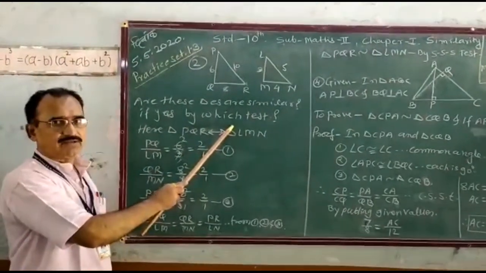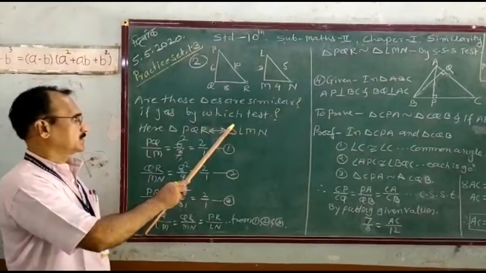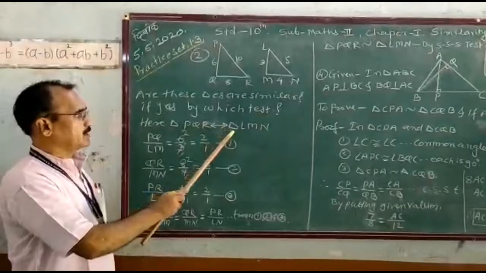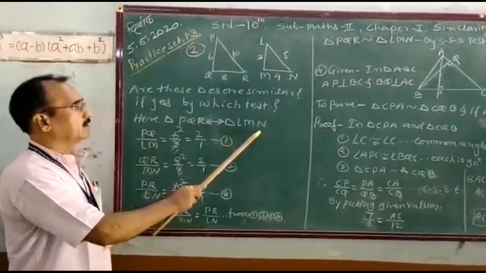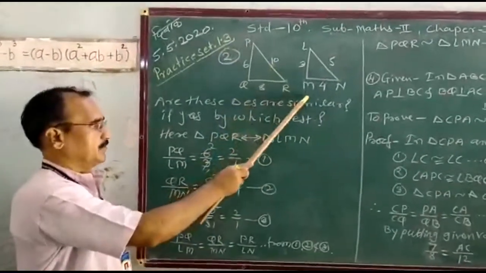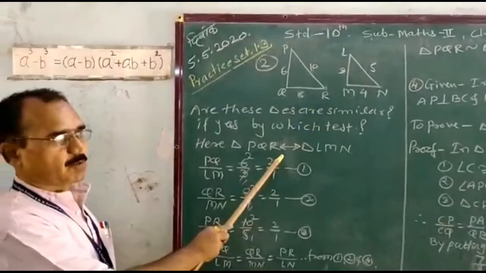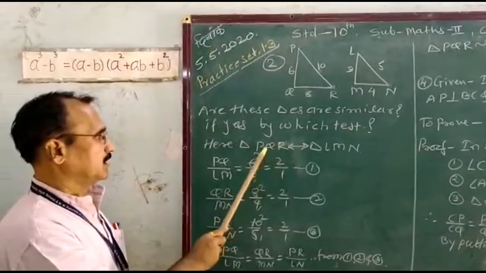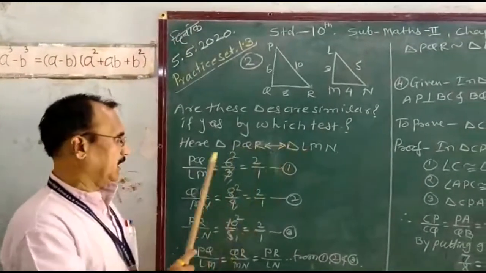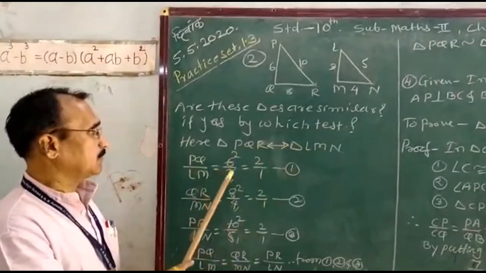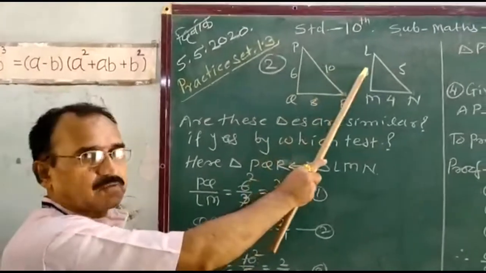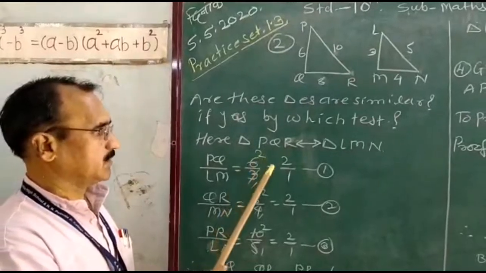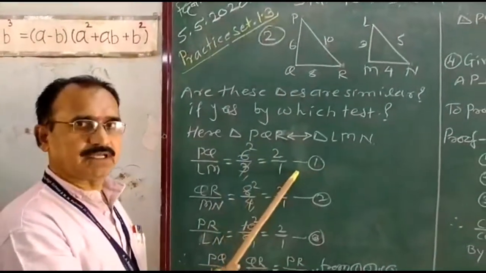We know the tests of similarity of triangles. Here, triangle PQR, one-to-one correspondence, triangle LMN. These sides are given. We know the one-to-one correspondence. Now we can write according to this correspondence, PQ upon LM is equal to 6 upon 3. The lengths of the sides of the triangles are already given. 3 ones are 3, 3 twos are 6, so it is equal to 2 upon 1. This is the first equation.